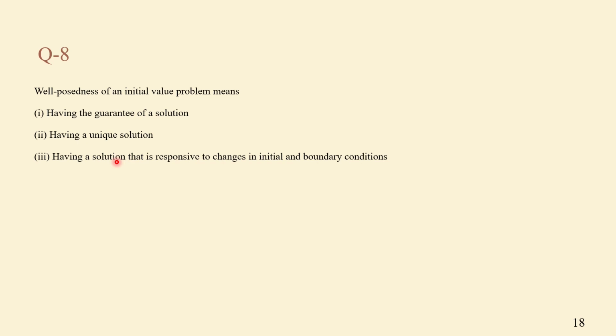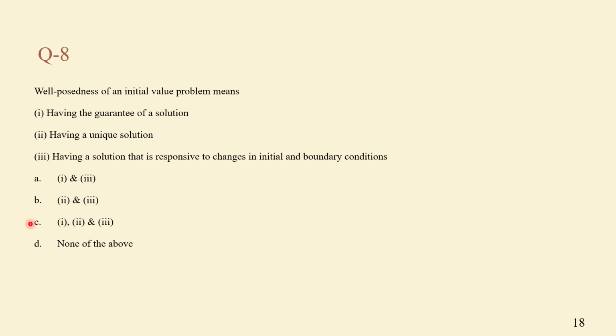So we'll see the options first. Option A is 1 and 3. Option B is 2 and 3. Option C is 1, 2 and 3. Option D is none of the above. So the answer to this particular problem is option C, 1, 2 and 3. Well posedness of an initial value problem means it should have the guarantee of a solution, and it should have a unique solution.